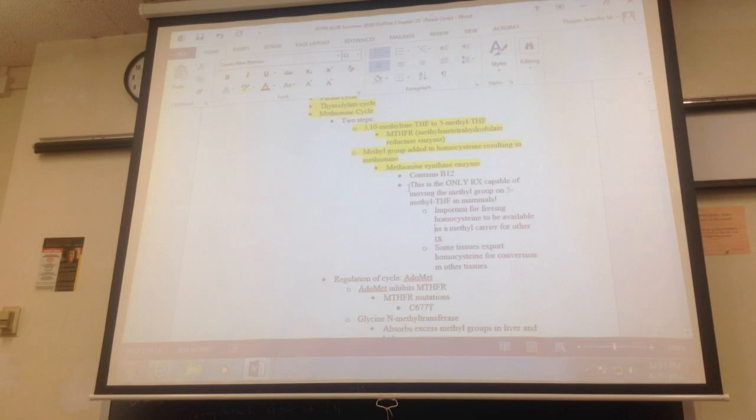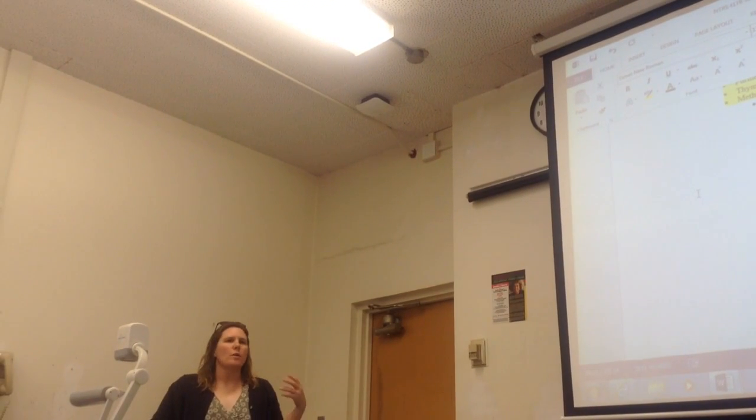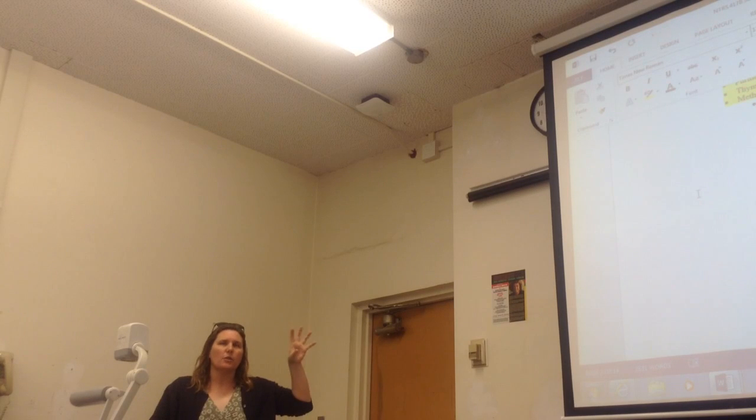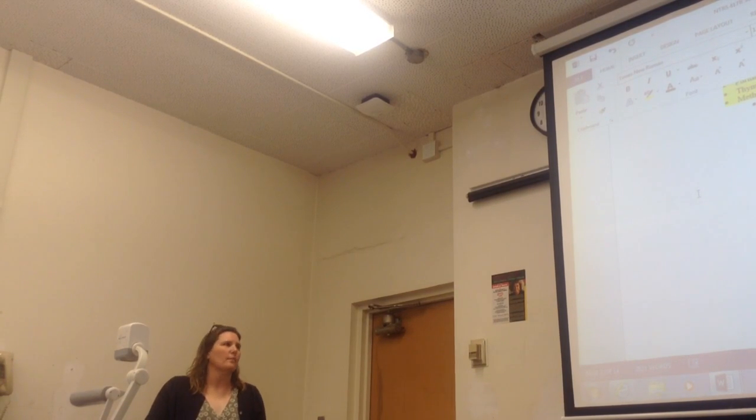Okay, but this is the only reaction capable of moving the methyl group on 5-methyl-THF in mammals. So we've already talked a little bit about how important that methyl group is. We have to be able to move it. If we can't move it, we can't go methylate our DNA, right? We can't go methylate an enzyme. We have to be able to pop that CH3 off, and this is the only way we can do it.